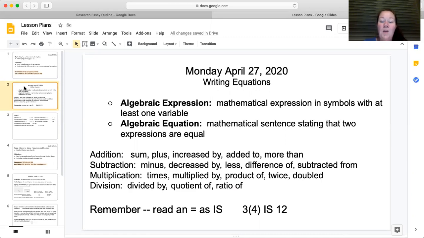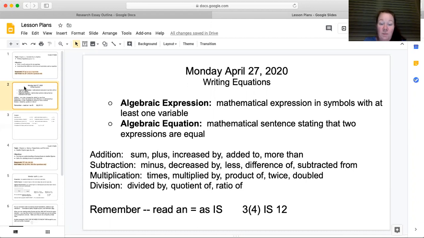Again, when you're writing equations, I want you to remember the words that you need to think about. If you see sum, plus, increased by, added to, or more than, you're going to use addition. If you see minus, decreased by, less, difference of, or subtracted from, you're going to use the operation of subtraction. If you see the words times, multiplied by, product of, twice, or doubled, you're going to multiply. And lastly, if you see the words divided by, quotient of, or ratio of, you're going to use division.